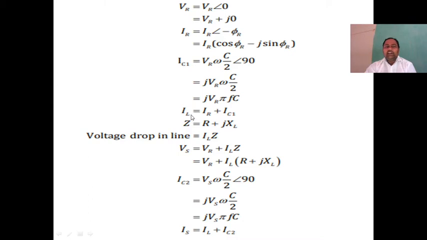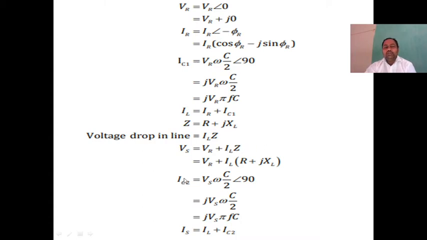Next, the line current IL is equal to IR plus IC1. Already we can observe this in the diagram. Z is equal to R plus jXL. The voltage drop in the line is IL into Z. What is Z? The total impedance, that is R plus jXL. The sending end voltage is the vector sum of the receiving end voltage plus ILZ. We can observe this also.